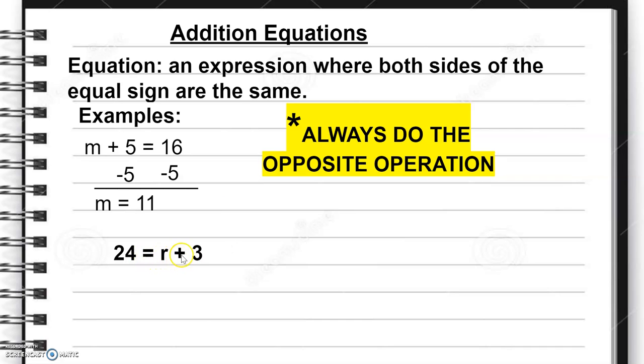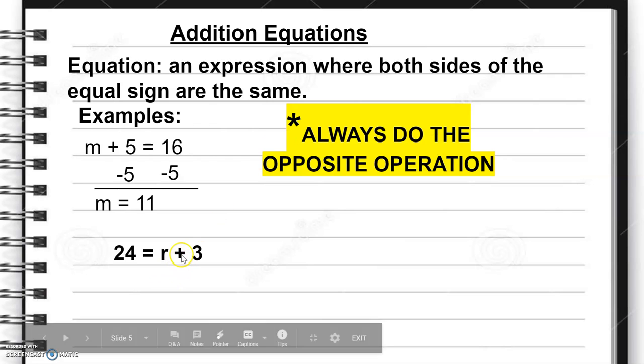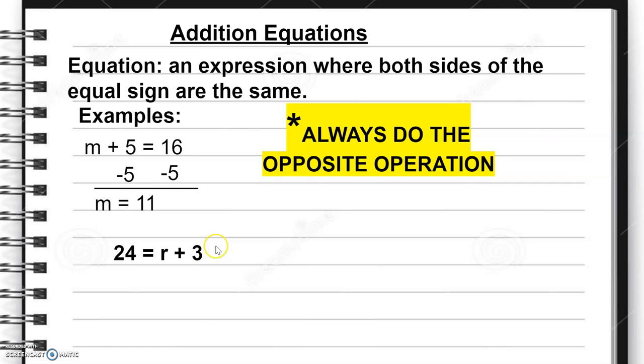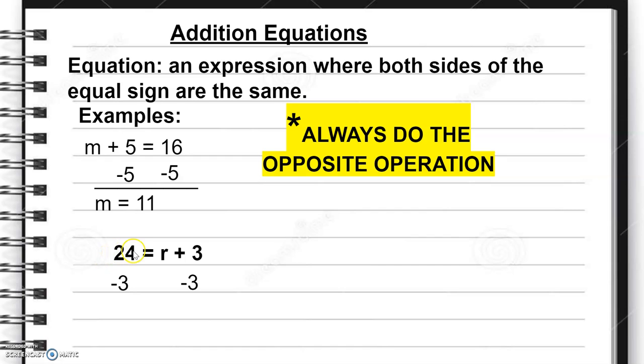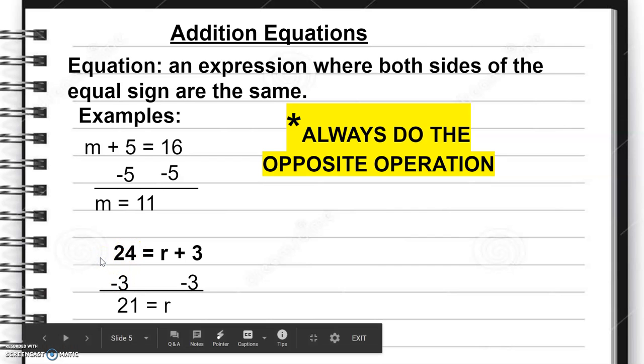Let's give another example. 24 equals r plus 3. Again, we always need to do the opposite operation. So if you have plus 3, the inverse operation would be minus 3. So what you do on one side of the equation, you also do on the other side. So that would be minus 3. So now 24 minus 3, that would give you 21. r is 21.